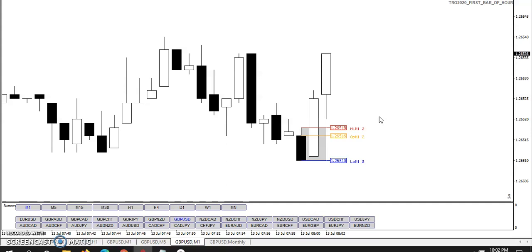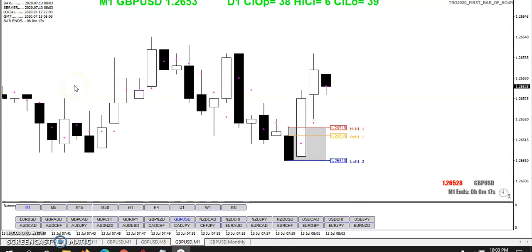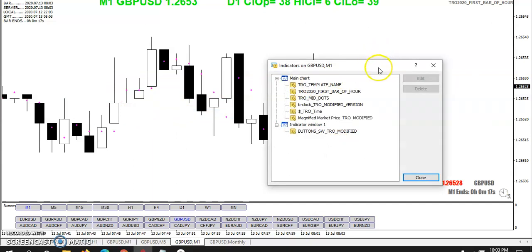So you're probably wondering, well, so how do I know when to get out? Let me add a couple of indicators. I'm going to pause this and let's see what we can come up with. Okay, I've added a few indicators here. So let me show you what I've done.